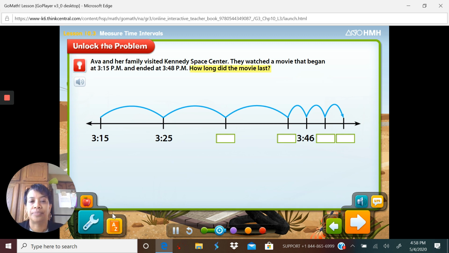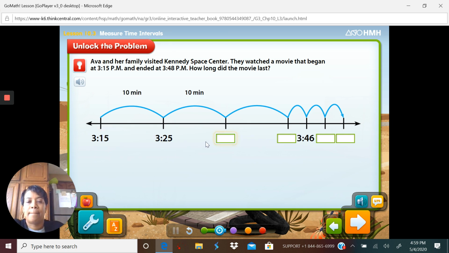To find the elapsed time, you need to find the amount of time that passes from the start of the movie to the end of the movie. One way to solve the problem is to use a number line. Find the time on the number line that's the movie's start time. Count on to the ending time, 3:48. First, count on by tens for each 10-minute interval of time. So they're going to have us count every 10 minutes, and then we're going to have to go to every exact minute, every 1 minute, to get to 3:48.